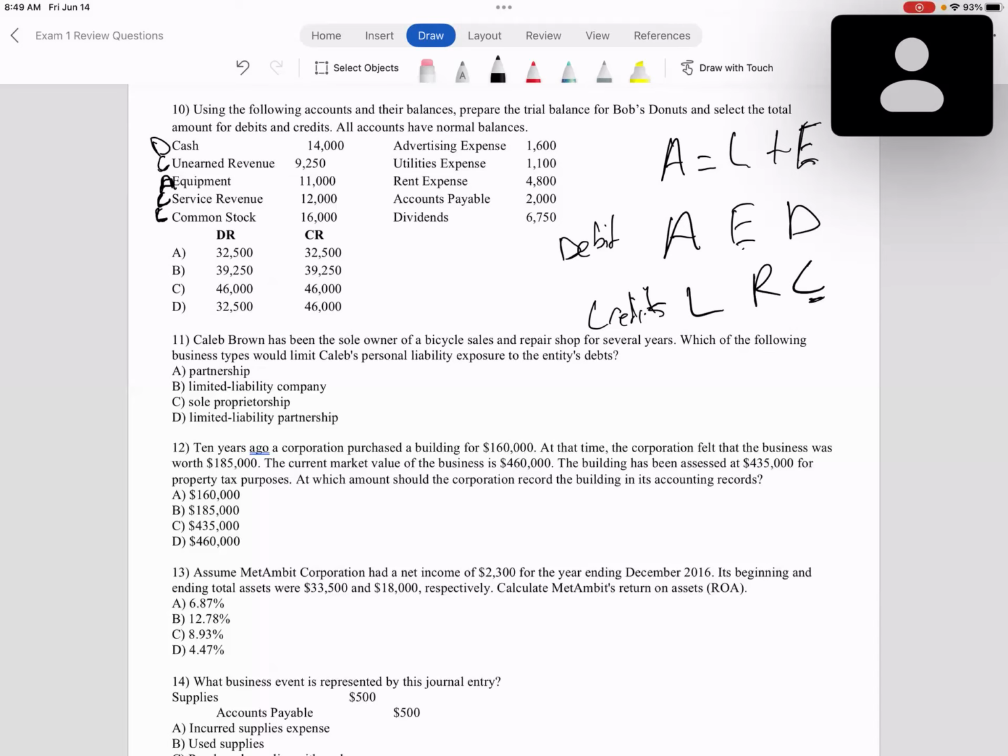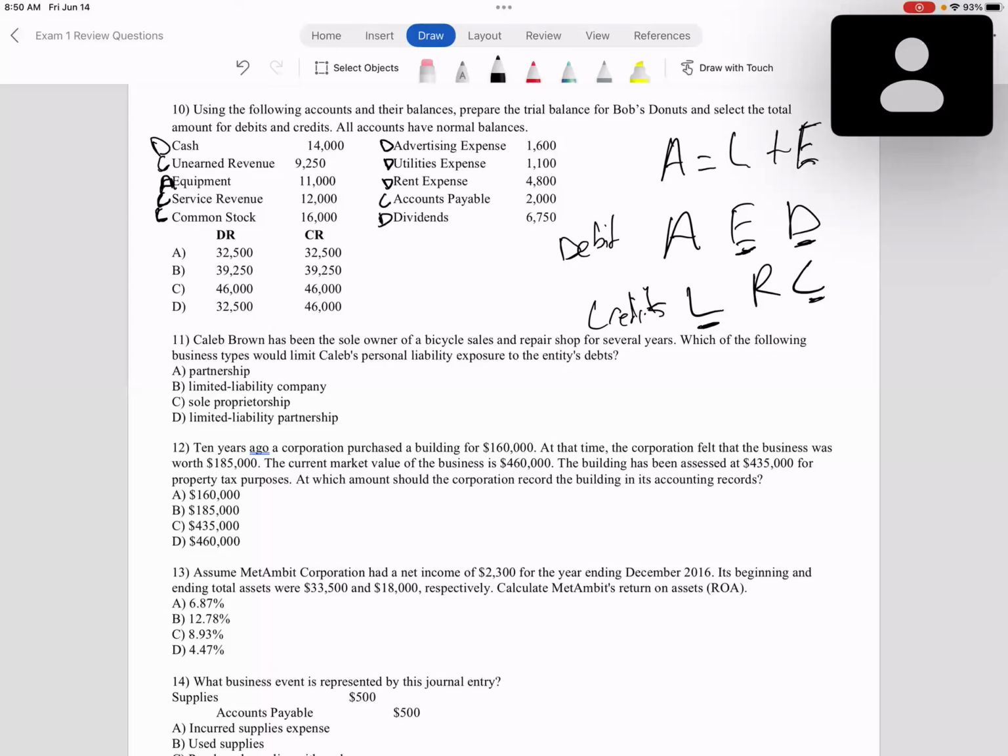Advertising expense right here has a debit balance. Utilities expense has a debit balance. Rent expense has a debit balance. Those are all expenses. Accounts payable is a liability. We owe that money to someone. We have to pay it to someone. So that's a liability, so I have a credit balance. And then dividends have a debit balance.